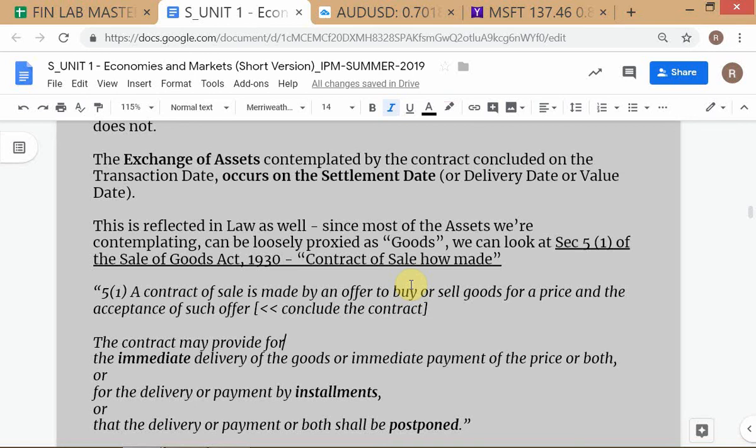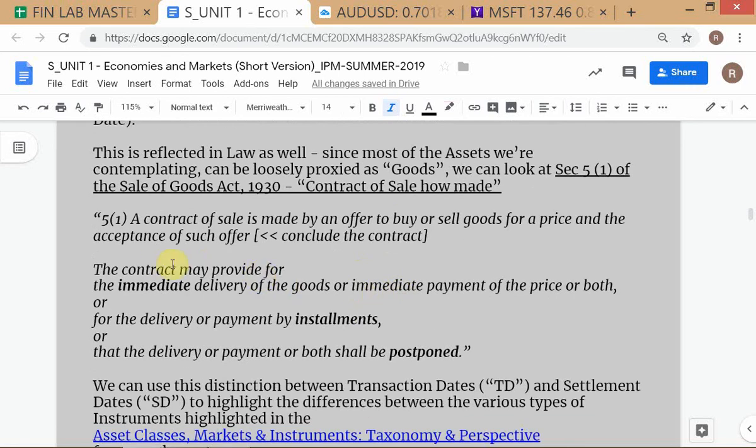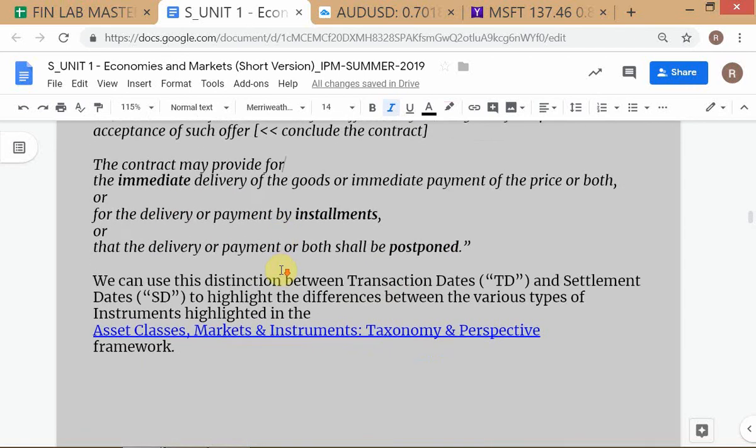And you can also have them collapse together into one, which is the same day. Transaction date and settlement date are falling on the same day. But we still think of them as two separate dates. Transaction date, settlement date just happen to fall on the same day. Is that clear? When the exchange is happening immediately, as shown here in this section 5.1. Are you following?